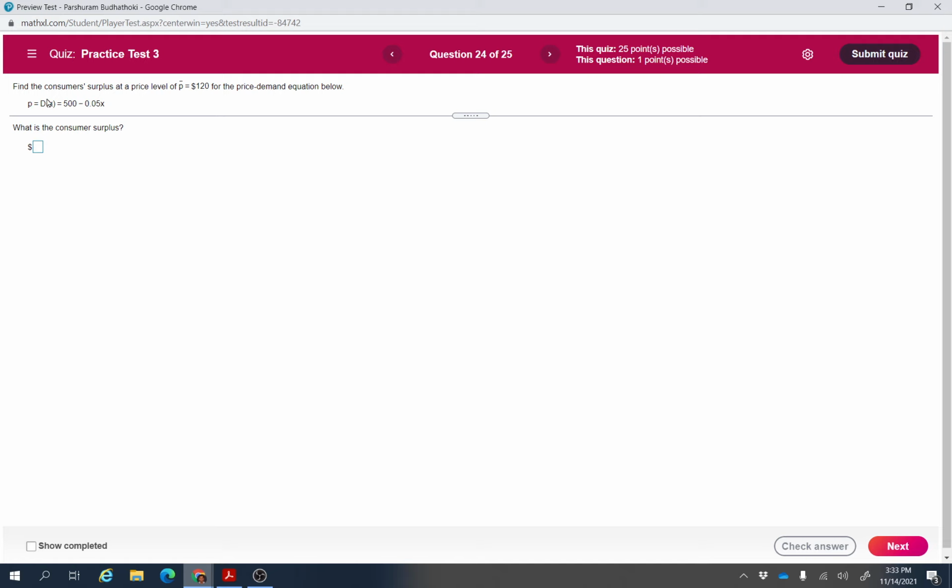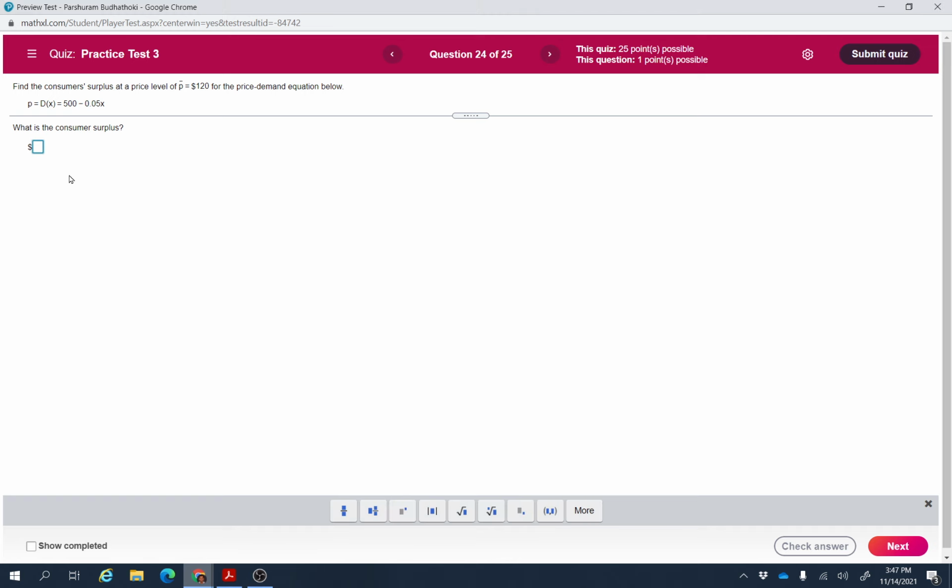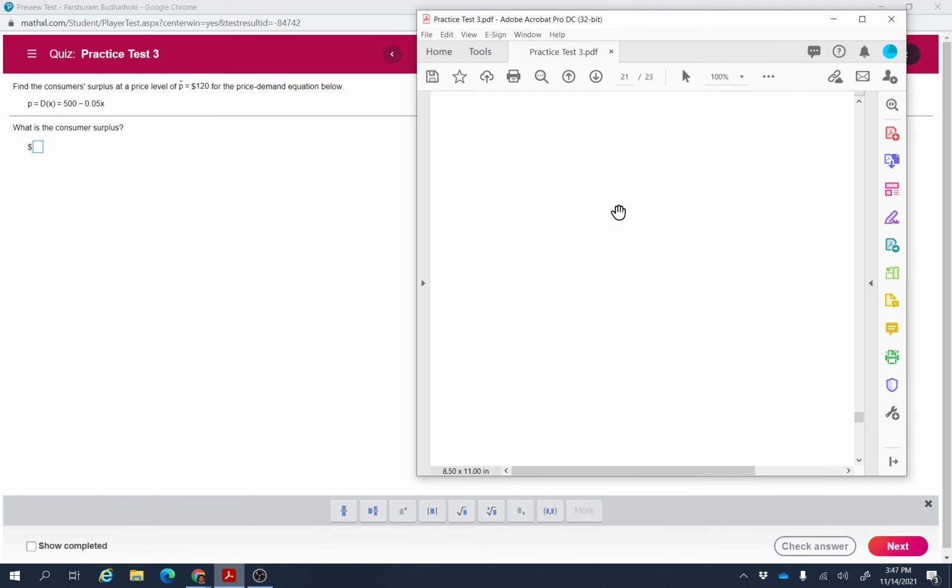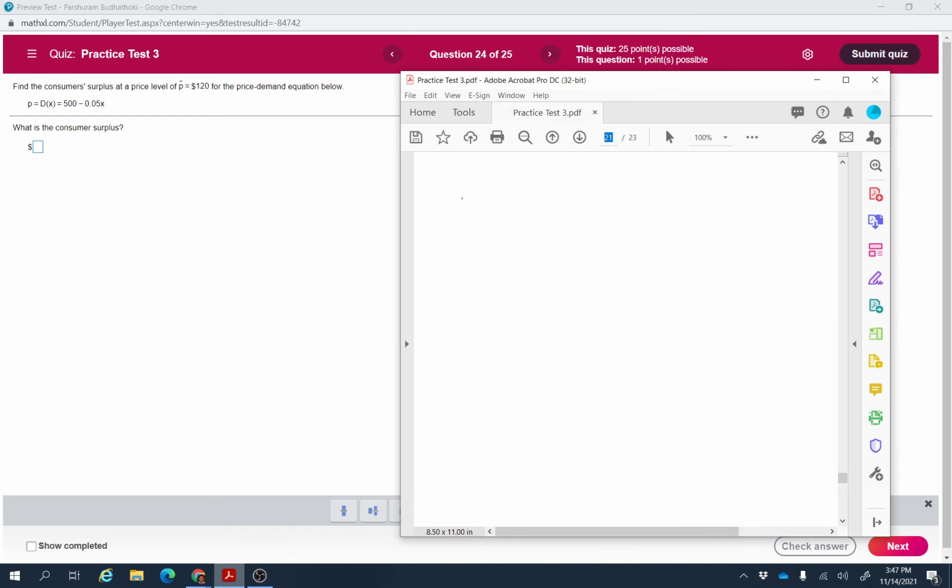Next problem, problem 24: find the consumer surplus at a price level of P bar equal 120 for the price demand equation below. So this is the price and demand equation. The price is equal to 500 minus 0.05x, and for finding the surplus value, there is a formula we need to use. Consumer surplus can be found by finding the integration of D of x minus P prime dx.